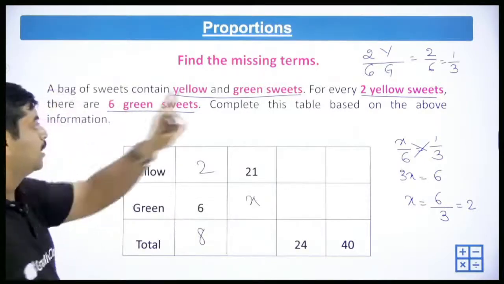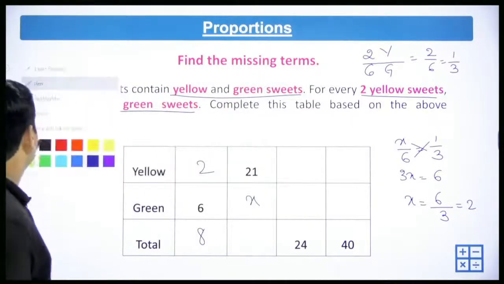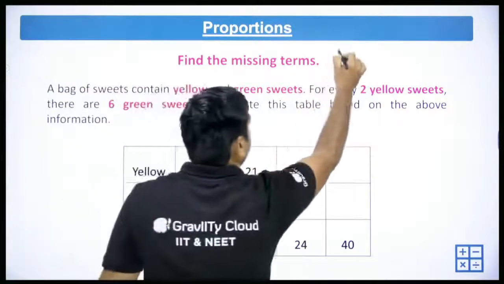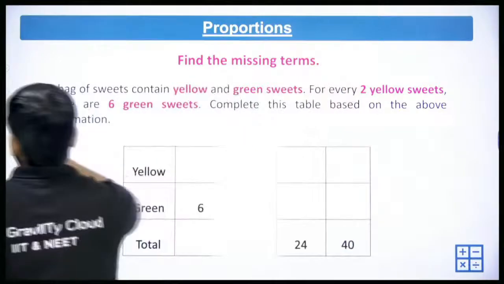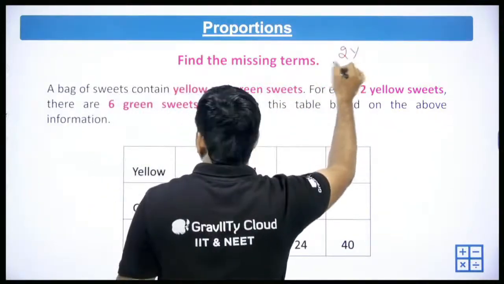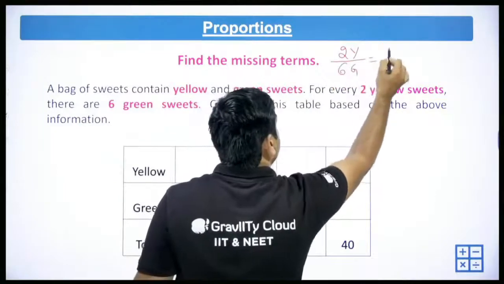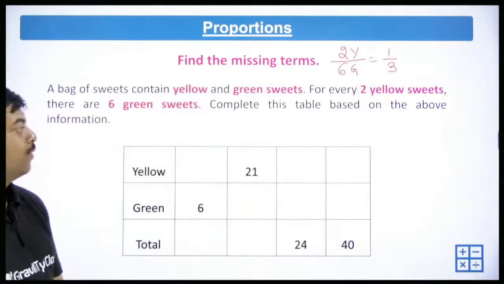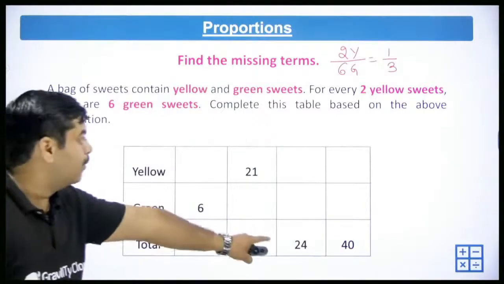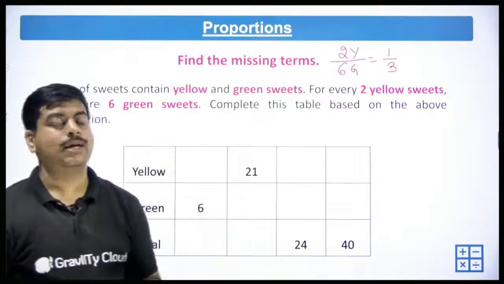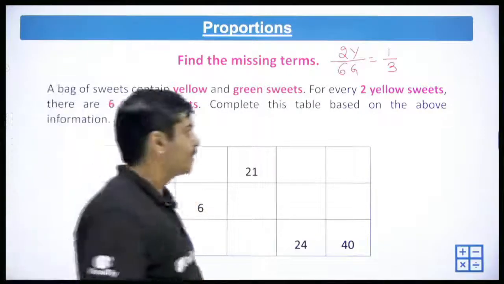What is the last part? We got the values as 1 by 3, correct? The ratio is 1 by 3. 2 yellow by 6 green, which is a 1 by 3. Now, the total is given as 24, but we don't have the individual numbers. So what I'll take, carefully see here.